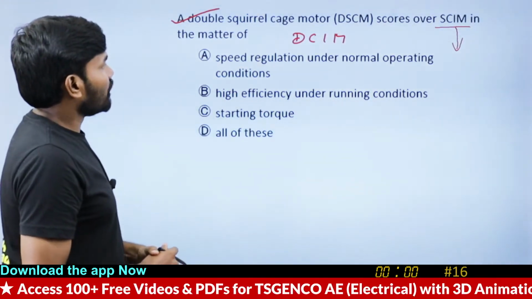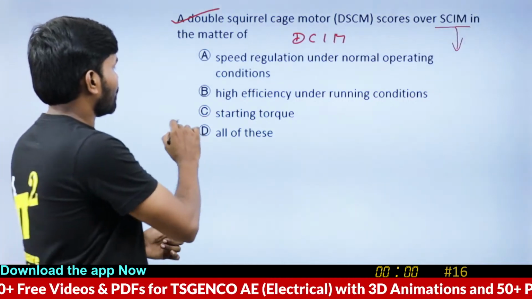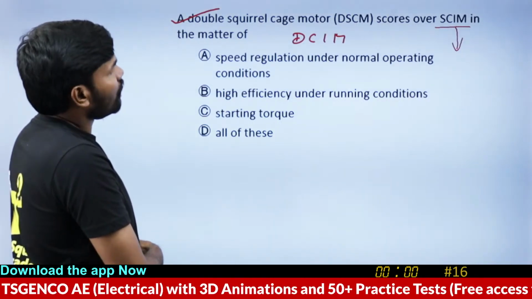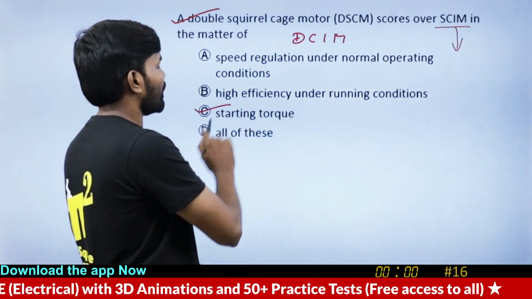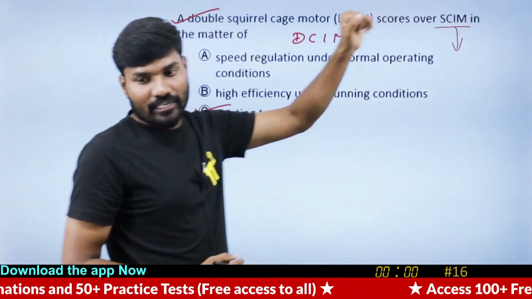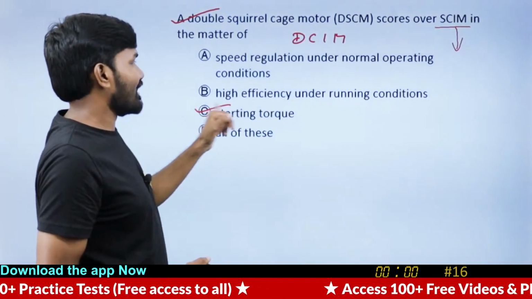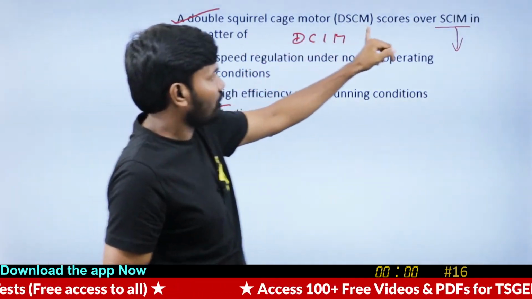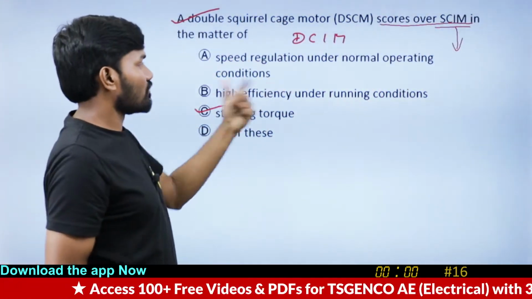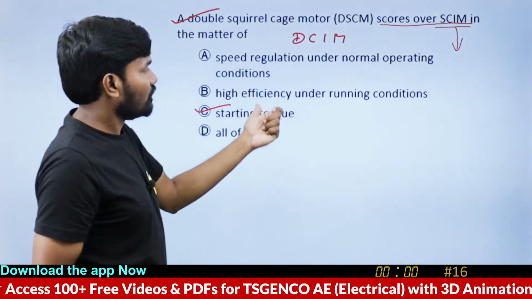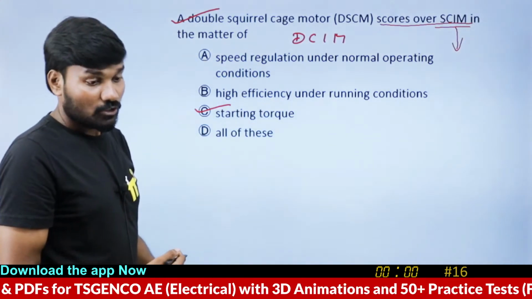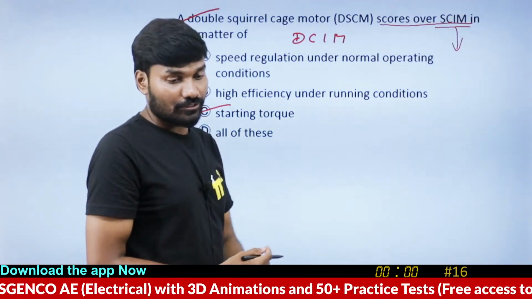So speed regulation under normal operating conditions, yes. Starting torque, high efficiency under running conditions, it's not preferred over this just because of starting torque. These are all true for squirrel cage also. The only differentiating factor is the key factor. Look at the question, it scores over the squirrel cage induction motor. What is the point which is giving high importance for this? Starting torque is of high importance. Squirrel cage rotor is robust, very good.